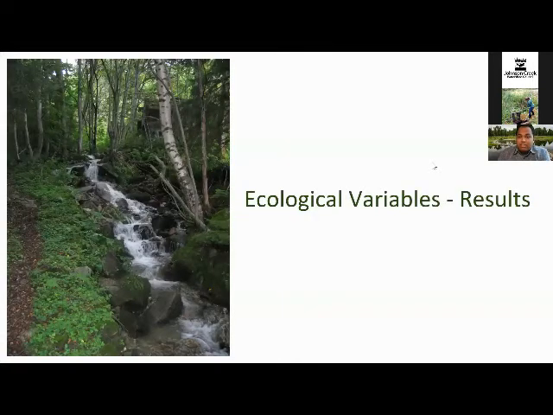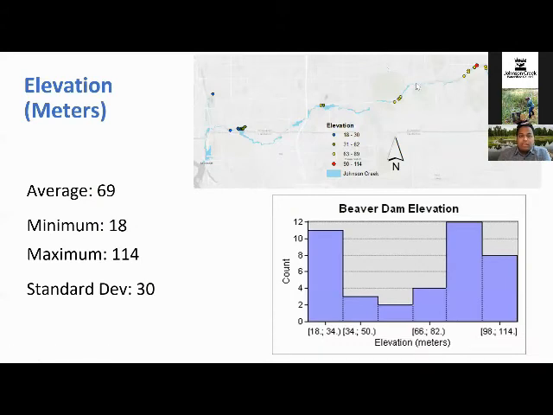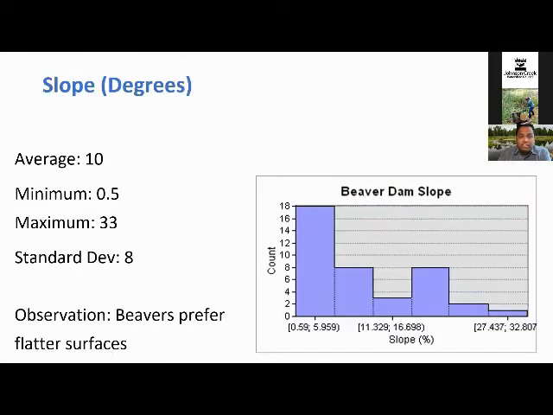So, the ecological variable results. We looked at elevation. You can see that the average elevation in which most beaver habitats are found is 69 meters, with a standard deviation of 30 meters. We see that most of the beaver dams are at around 100 meters elevation. Next is slope. We also see here that beavers prefer flatter surfaces, as most beaver dams have an average of 10-degree slope with a standard deviation of 8.